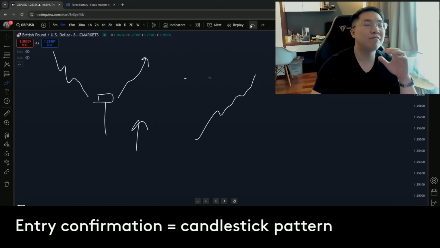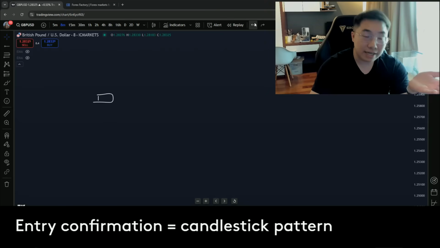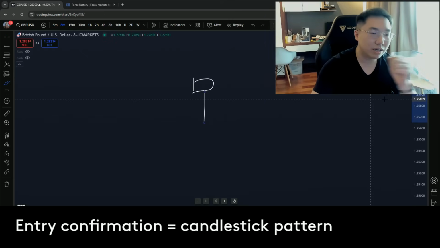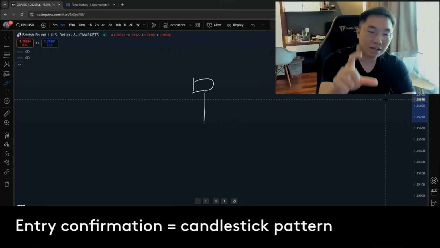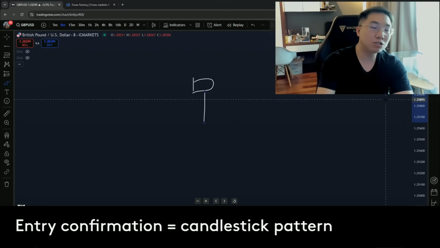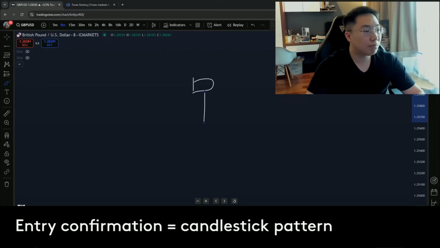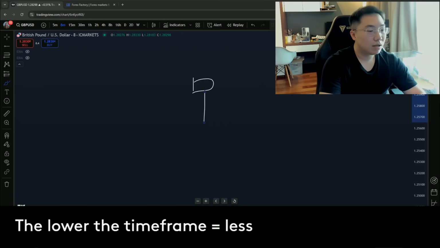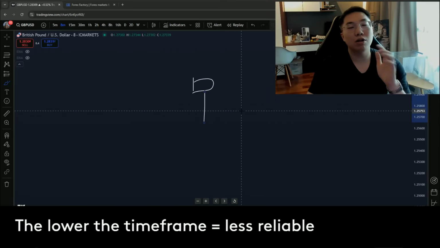Because from a very surface kind of lesson, I will say yes. Technically speaking, when you see a pin bar like this, it tells you something within this specific candle. It also has to be based on what kind of time frame you are looking at. Remember this, the lower the time frame, the less reliable. If you are looking at a pin bar on the 5-minute, it'll be a lot less reliable.